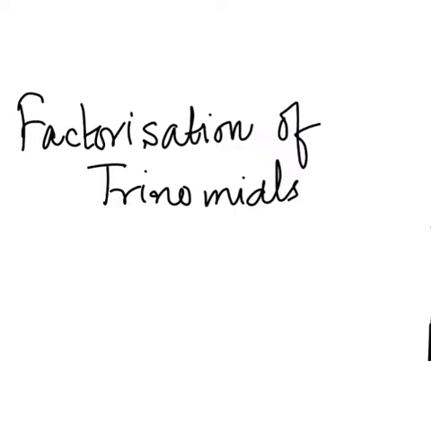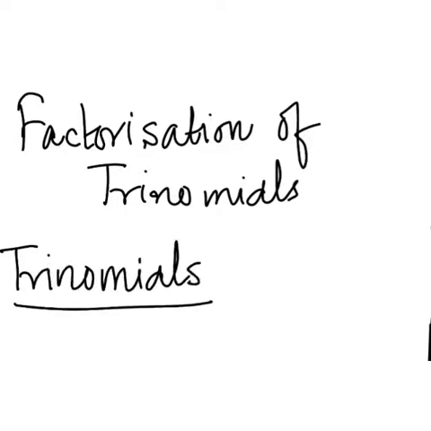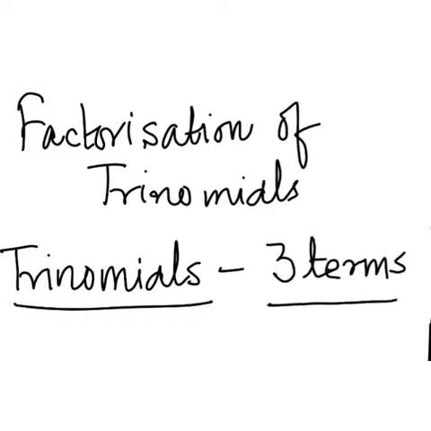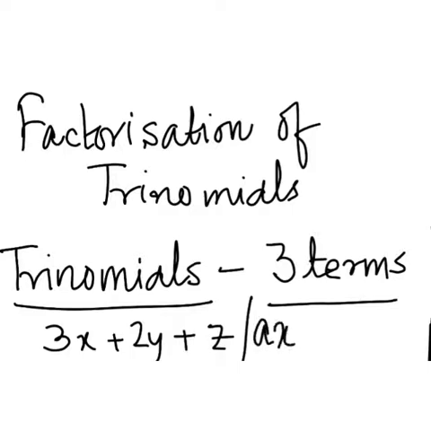Factorization of trinomials. What do we mean by trinomials? This we have already studied in class 7. Trinomials are algebraic expressions with three terms, or I can say it consists of three monomials. Suppose of the form 3x plus 2y plus z. This is a trinomial. Similarly, ax square plus bx plus c is also a trinomial.